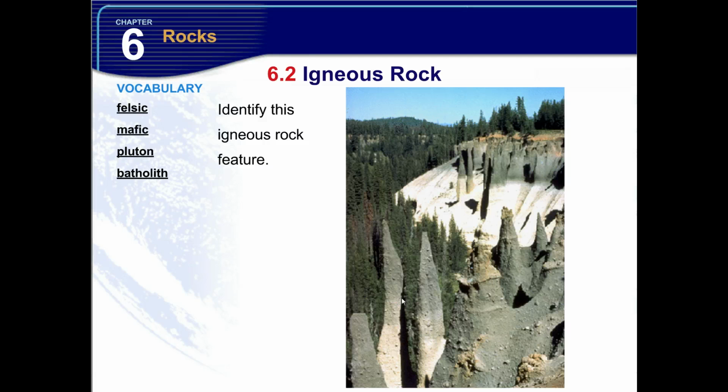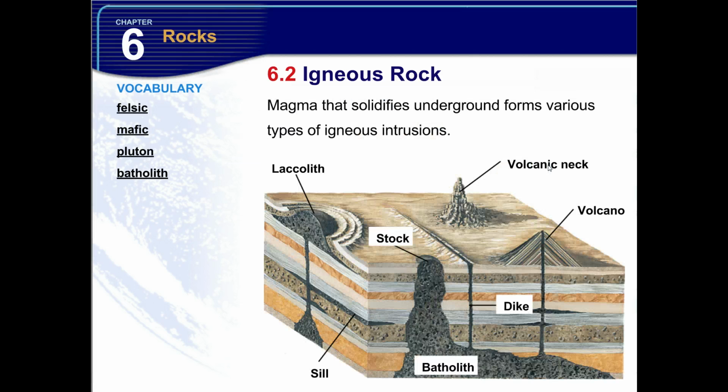So if you're looking at something like this and identifying this rock feature, you can see the dark areas here. It's an entire layer, and it's near the surface. So this would be considered a laccolith.